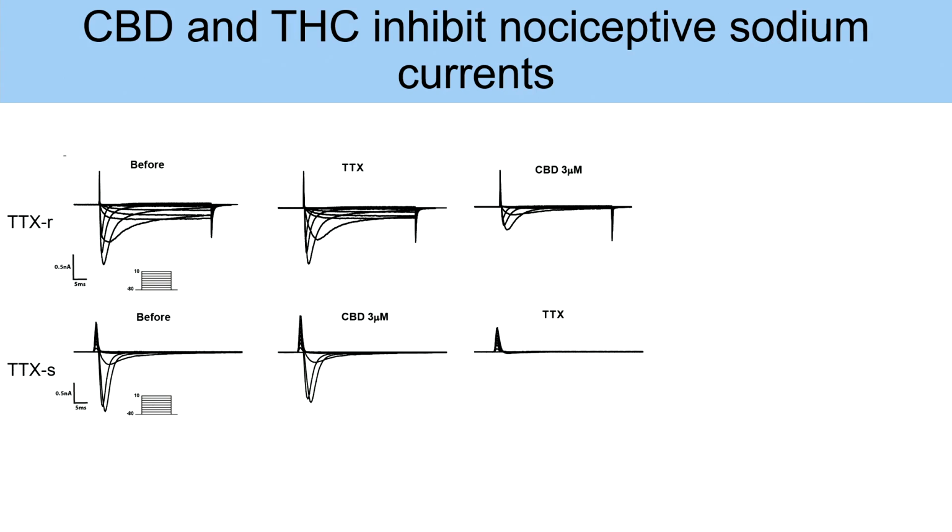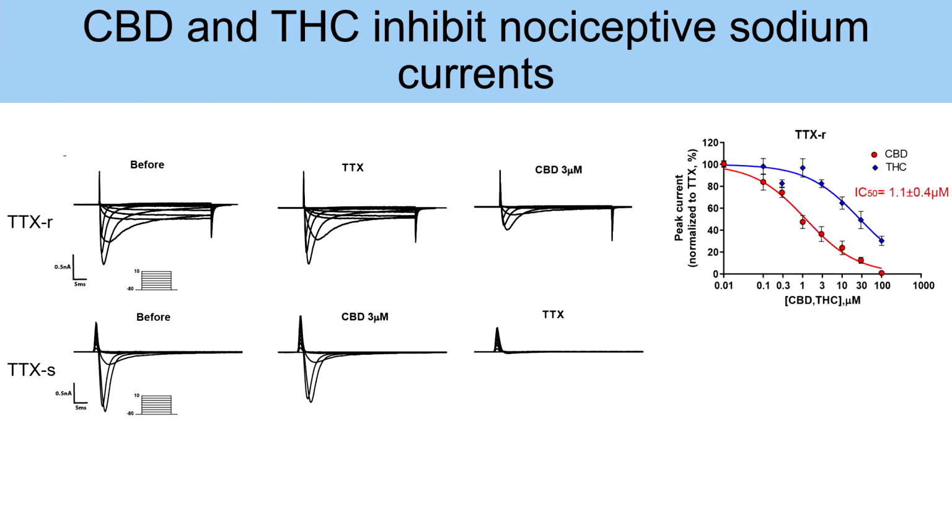So as you can see, again, we see a dramatic inhibition in the TTX-resistant current. However, in the TTX-sensitive, we have much less inhibition. When we look at the TTX-resistant throughout all the doses, you can see here CBD in red and THC in blue. CBD has a similar dose response for the sodium currents as it had for the firing, and THC also has a similar dose response to what we saw in the TTX-resistant neurons.